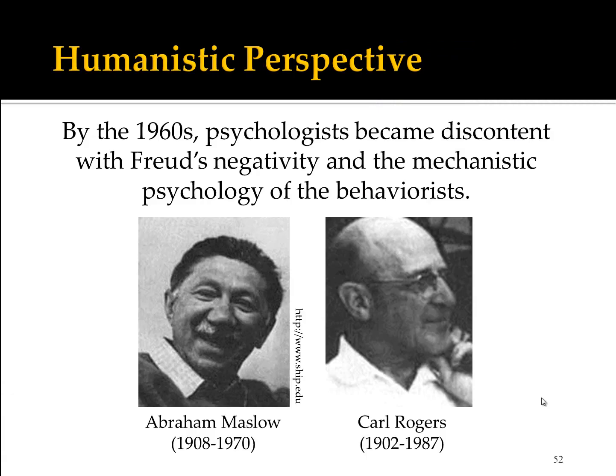The two gentlemen that are most prominent in humanistic psychology are Abraham Maslow and Carl Rogers. Both of these individuals really came into prominence in the 1960s with the development and application of their theories, although in both cases, they did much of their early writings in the 1930s in the case of Abraham Maslow, and the 1940s in the case of Carl Rogers.